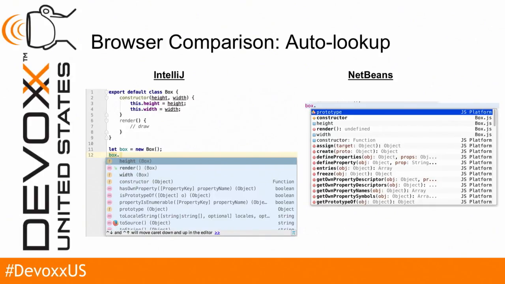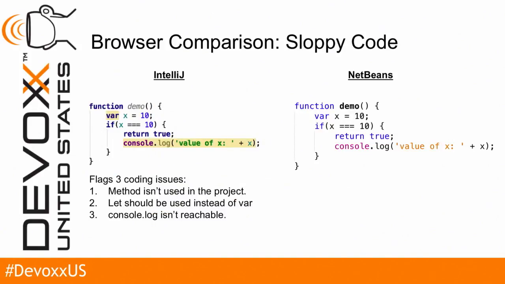You can see in both cases right here, they've found the height and render methods. IntelliJ puts them more up at the top. NetBeans started out with prototype. It was a little bit more unordered. The next one is sloppy code. Currently, NetBeans doesn't see any problem with this code. It doesn't say that there's a problem with the code.